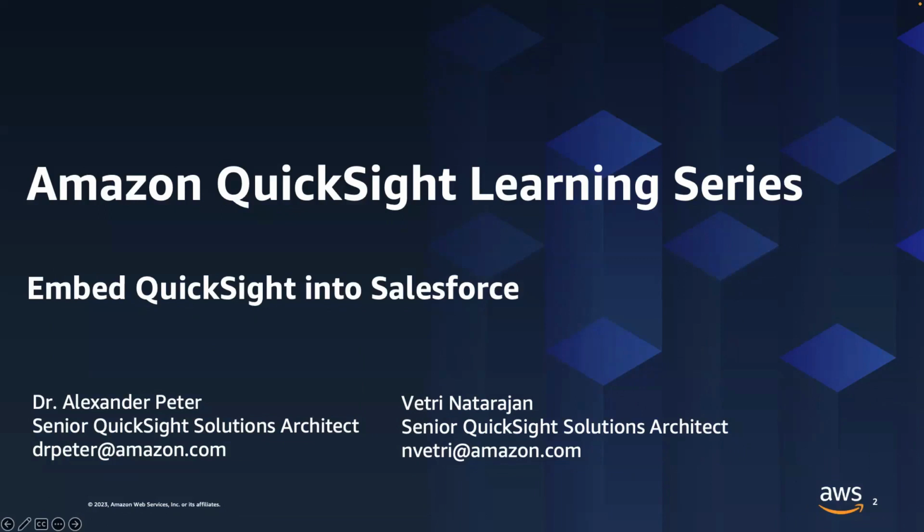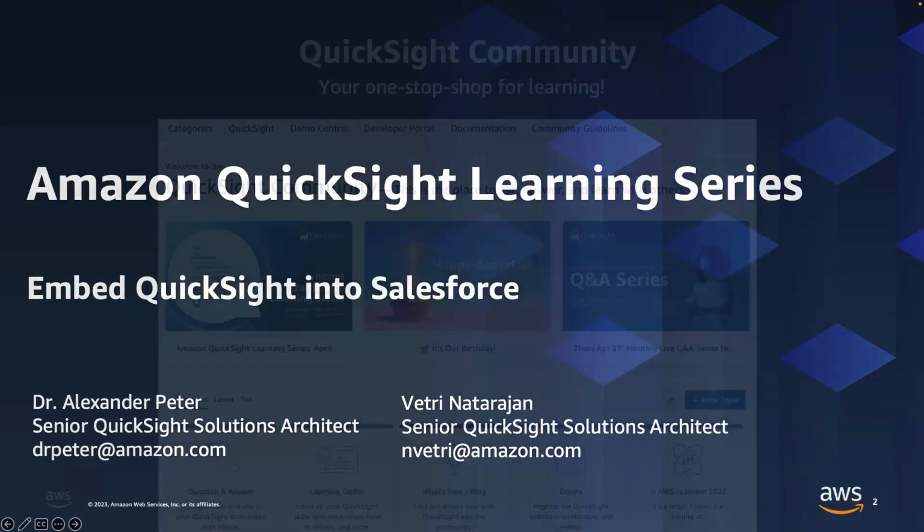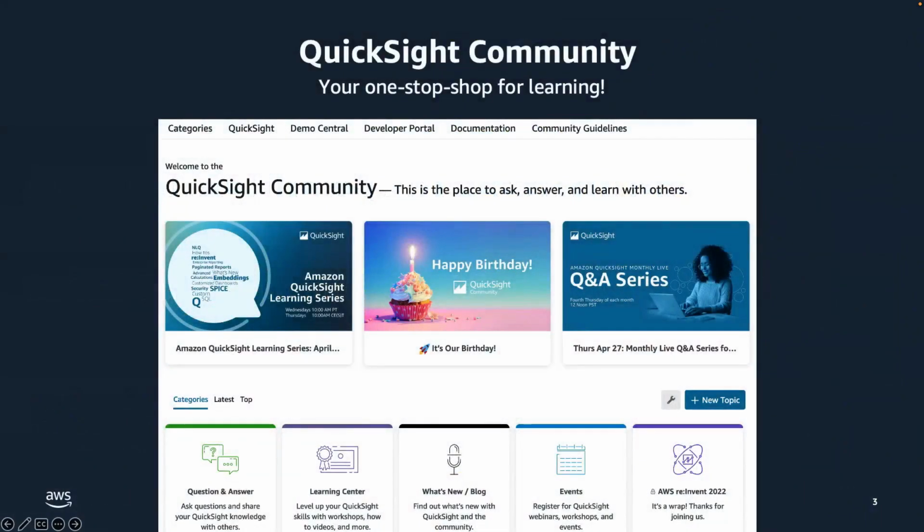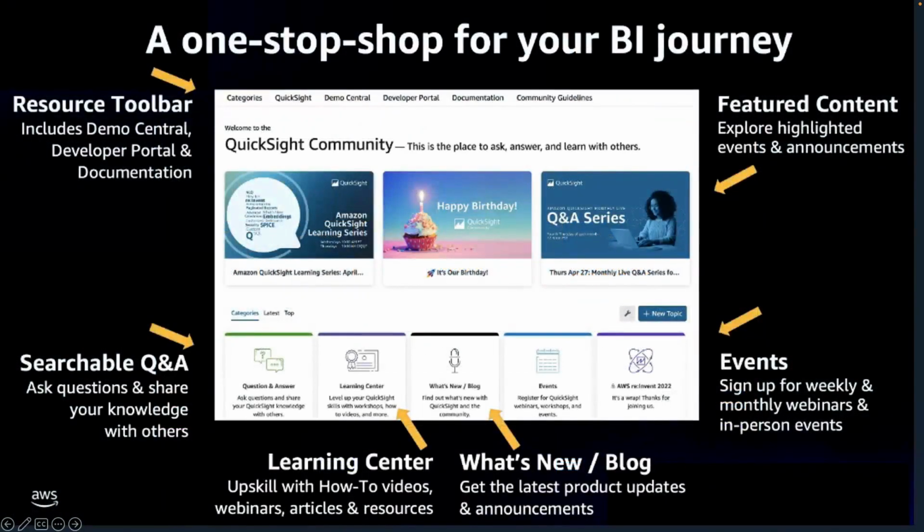Before we get started, I want to introduce the QuickSight community to you. Next slide, please. And if you haven't seen it, this is a brief overview of what it looks like. You can see, if you go on to the next slide, please, that the QuickSight community is your one-stop shop for learning all about QuickSight. And you can see at the top, there's a resource toolbar. You can find information on Demo Central, the developer portal. If you're looking for documentation, that's a great place to find that.